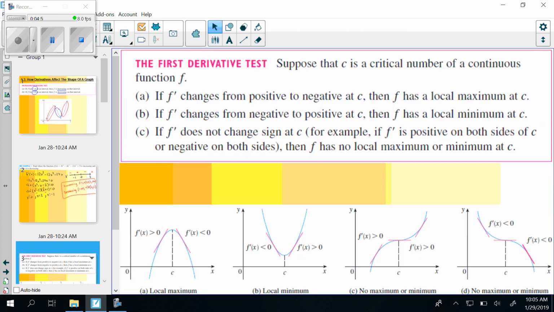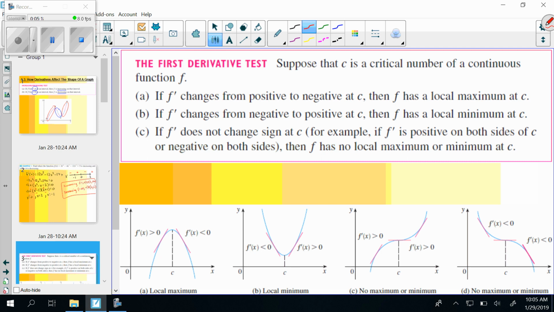Okay, first derivative test. If we have a critical number like we did in the last problem, if f' changes from positive to negative, then it's going to have a local maximum. If the derivative changes from negative to positive, then it's a local minimum. If it does not change signs, like it stays positive on both sides of the critical number, then it does not have a maximum or minimum at that value.